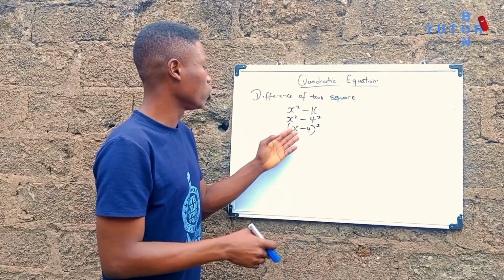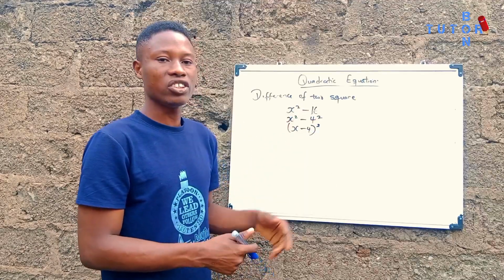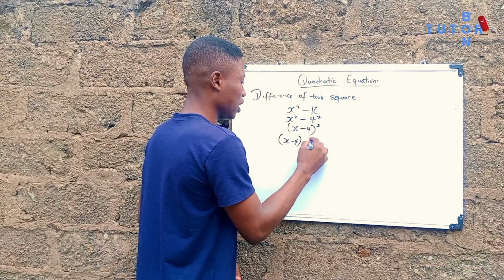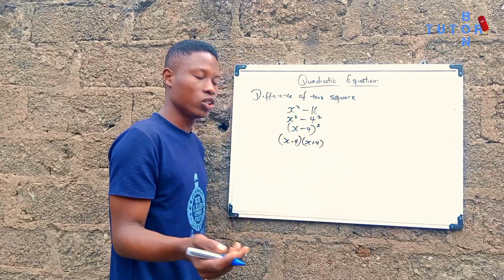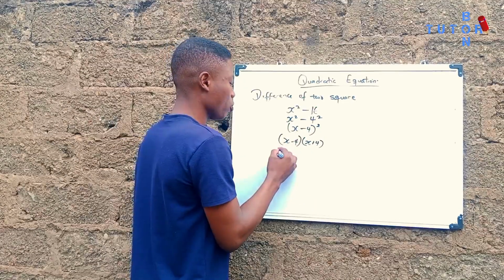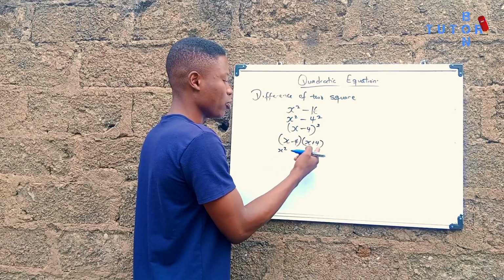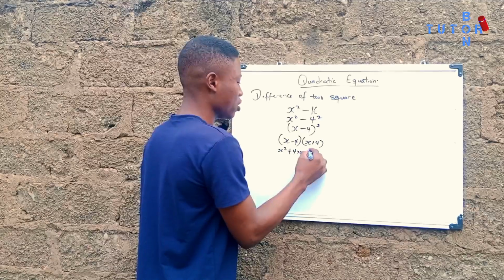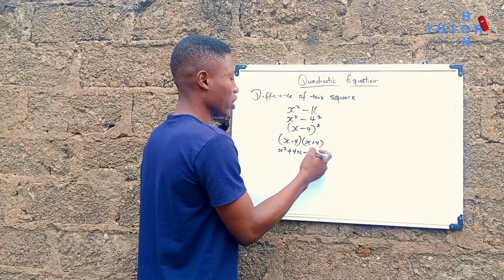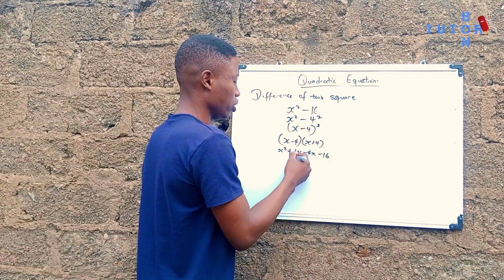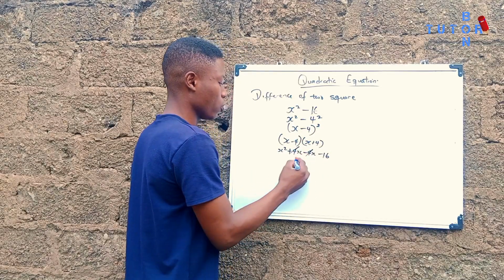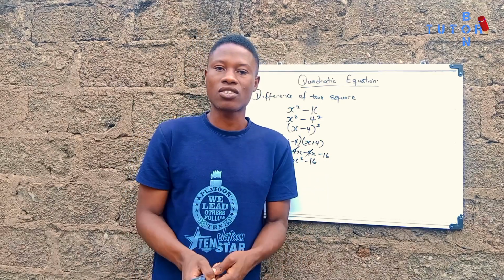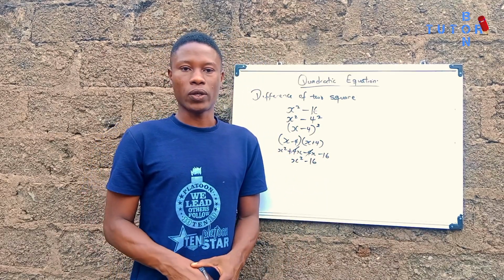Why? Let's say you want to express this back in the original form. You can say x minus 4 into bracket x plus 4. You have x multiplied by x to be x squared, and x multiplied by 4 to be plus 4x. Minus 4 multiplied by x gives you minus 4x, and minus 4 times 4 gives you minus 16. The minus 4x cancels the plus 4x, and you are left with x squared minus 16. This is the reason why it is called the difference of two squares.